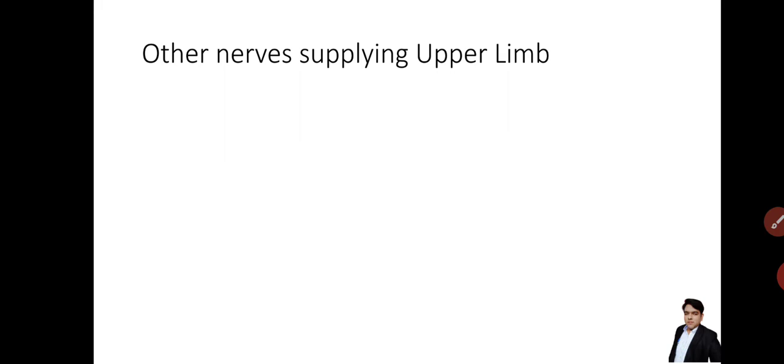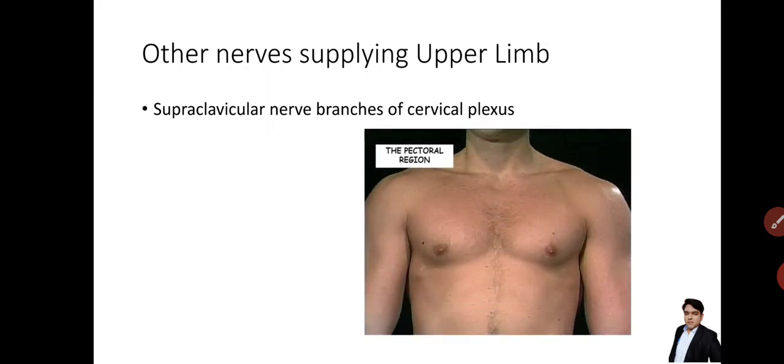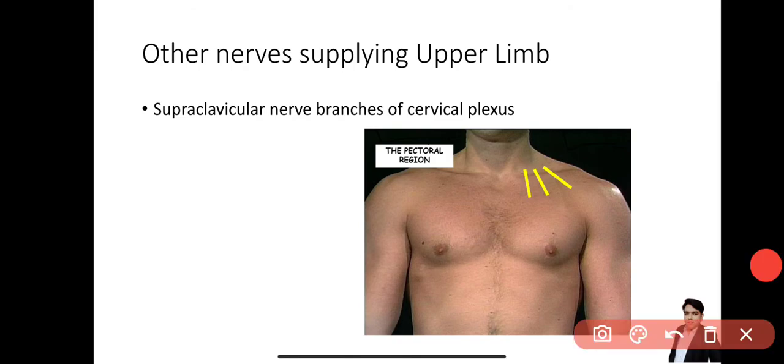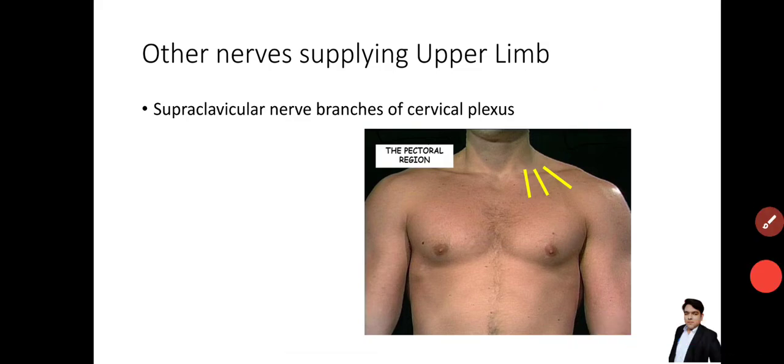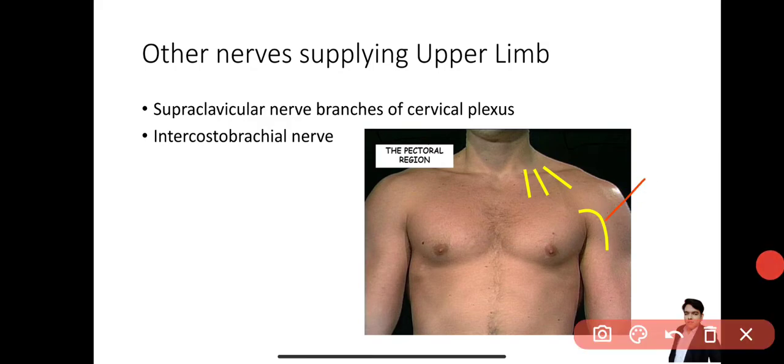Now the other nerves supplying the upper limb, these are supraclavicular nerves, branches of the cervical plexus. These are the supraclavicular nerves which supply the upper part of the upper limb. Next nerve is intercostobrachial nerve. So this is intercostobrachial nerve, this one, and this supplies the axilla and upper part of medial side of arm.